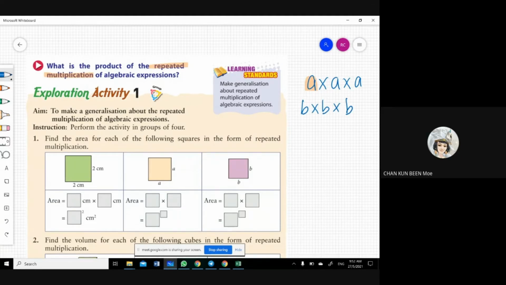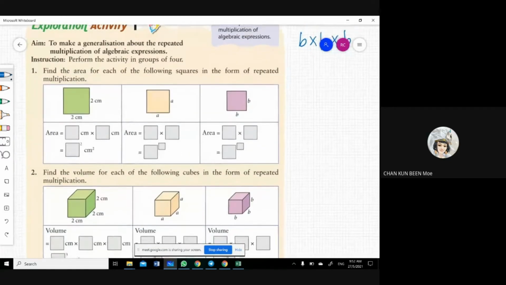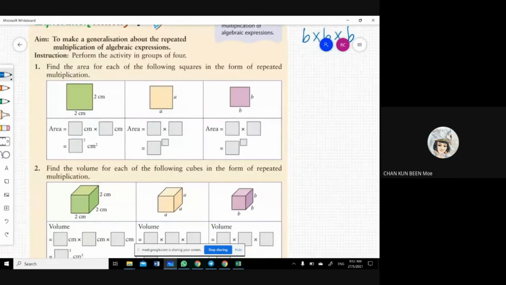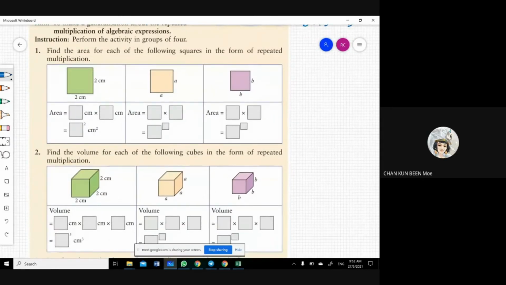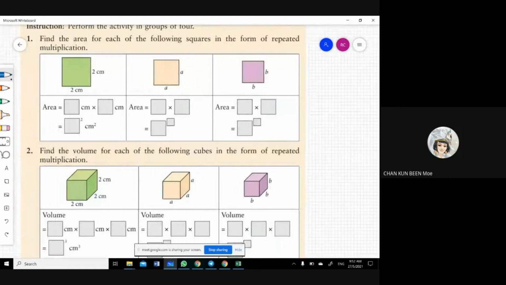So we try to go through this exploration activity to let you understand how the expression or how the term will be. Okay, so if you look at the first figure here, we know that if you want to find the area, it will be the length multiplied by the width. So this is a square, easy. So it will be 2 times 2 centimeters. Okay, then it becomes what? Squared centimeters. Can you guess what is the number here?